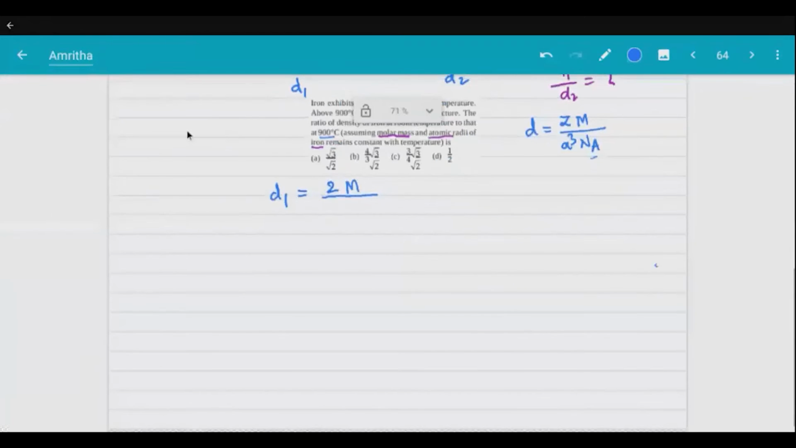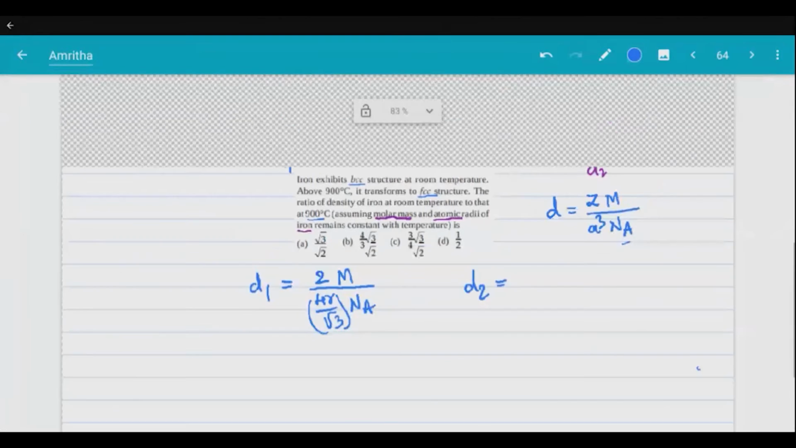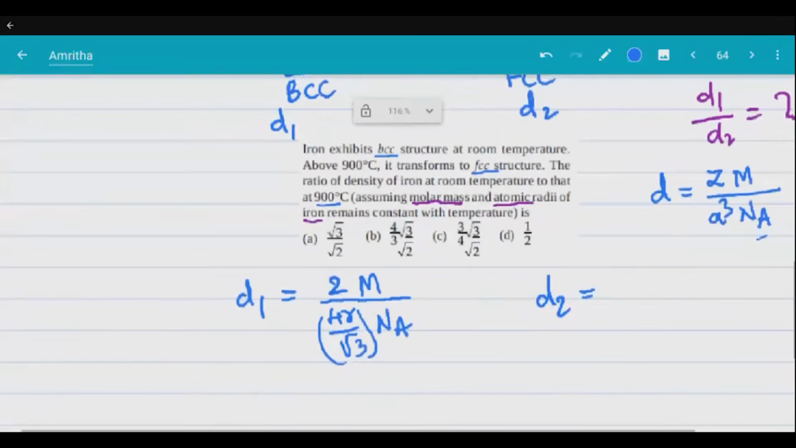So what I'll do, I'll substitute this. They are saying R is constant, right? Not a. Edge length can be changed. So 4R by root 3, cubed, Na. Done. Okay, option C. Right, let us see this, 4R by root 3 Na. Now D2. Now what is D2? D2 is FCC.